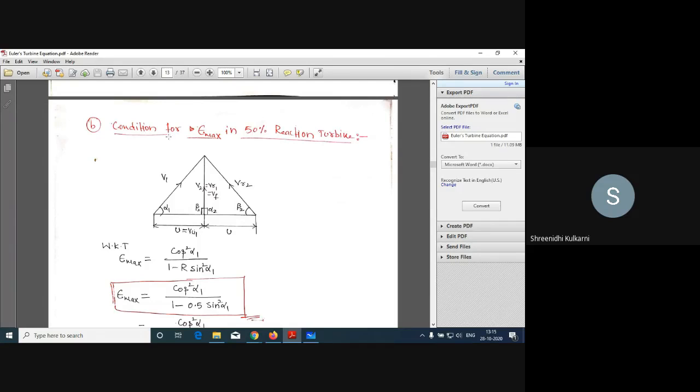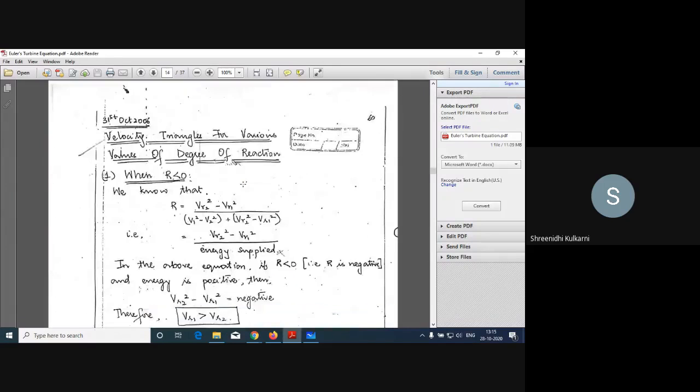Okay, so this derivation I will come to later, because at this stage you won't get what a 50% reaction turbine is, or a 0.5 reaction turbine. So before that, we should know the velocity triangle for various values of degree of reaction. I told you clearly that by varying R, the degree of reaction is varying: if it is less than 0, if it is 0, if it is 0.5, if it is greater than 0.